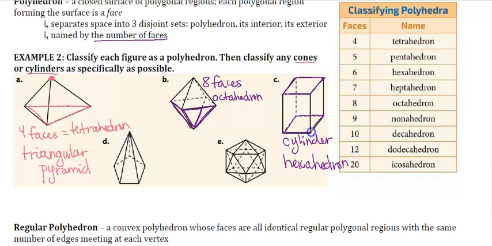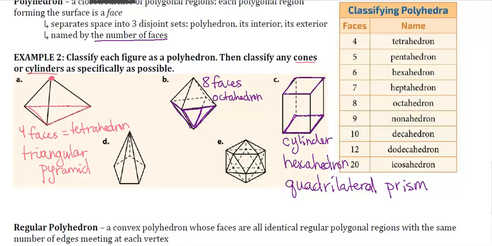So the base is a quadrilateral, and it's a cylinder or a prism. So we're going to call it a quadrilateral prism. It kind of looks like a right prism, but we can't assume that. So I'm not going to put quadrilateral right prism. We're just going to put quadrilateral prism.